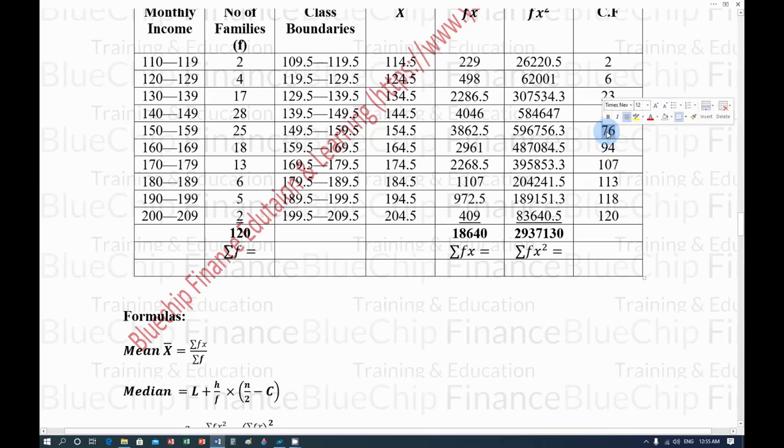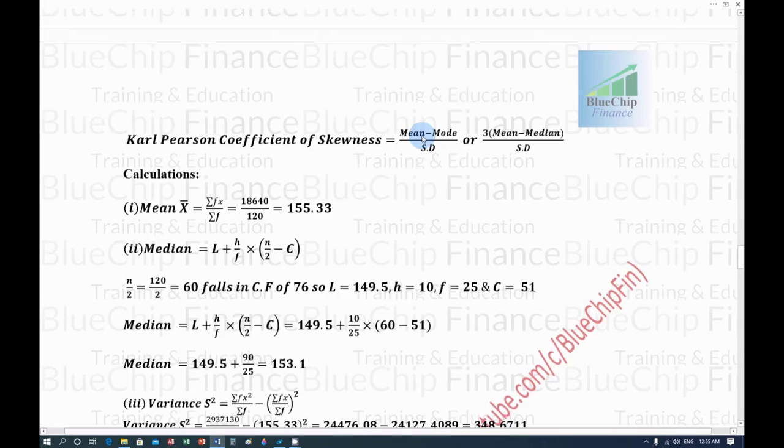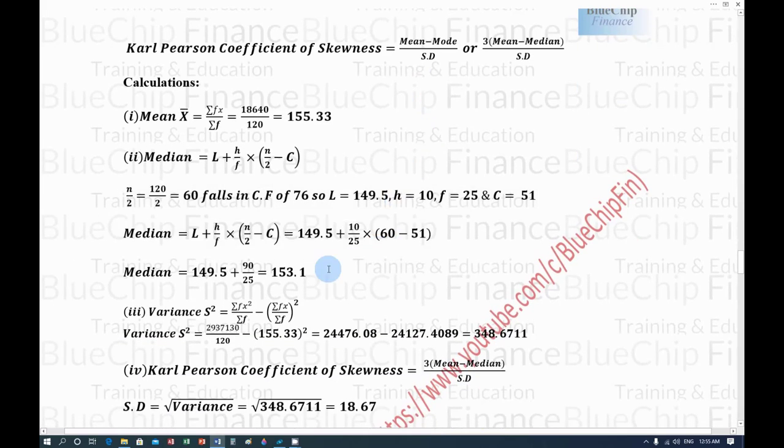And in front of this cumulative frequency, your lower class boundary is 149.5. h is the difference of x values, that is 10. In front of this 149.5, your frequency is 25. And you take c as 51, because 60 and 76 are not equal. So after putting all these values into the formula, your median will be equal to 153.1.